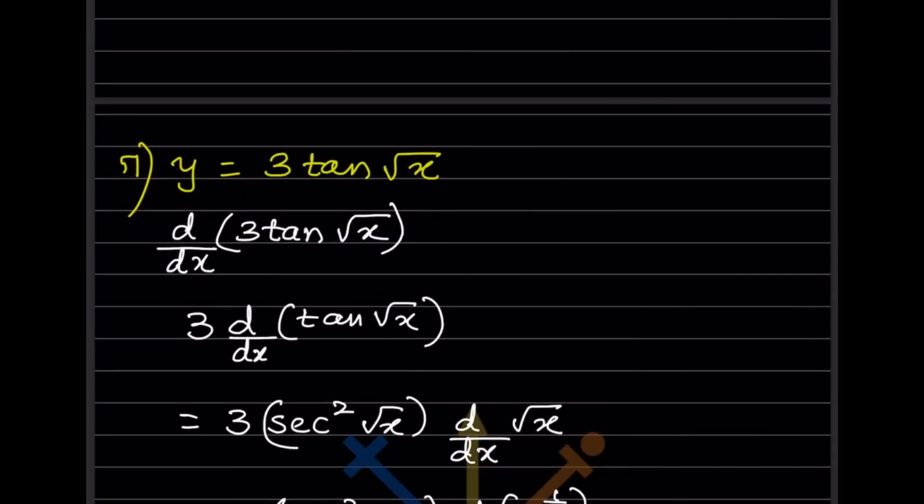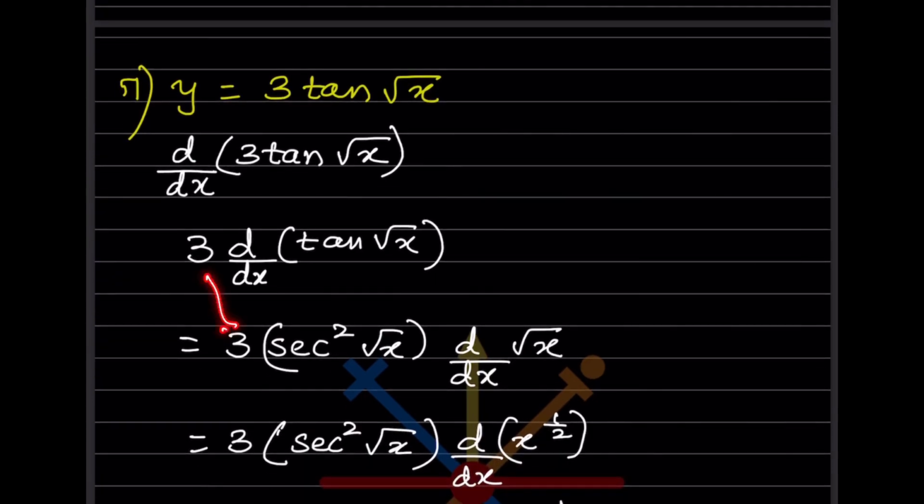So y is 3 tan of root of x. So d by dx of 3 tan of root of x. We'll take this 3, which is a constant, outside, and d by dx of tan of root x. So we have rearranged this one. Now this 3 is as it is. When you take the derivative of tan of root x, the derivative of tan is going to be sec square of root of x, and inside, d by dx of root x.